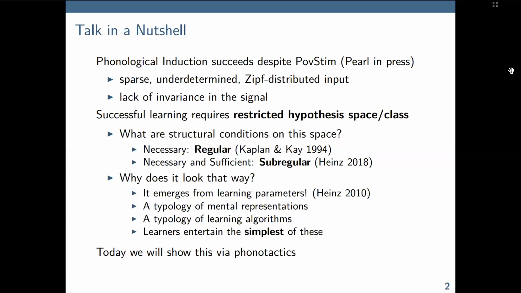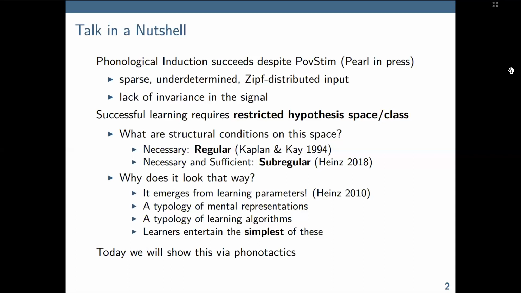The second question we might ask is, why does it look that way? So if we have these structural conditions, where do those structural conditions come from, right? So the answer that Heinz 2010 gave was that they emerge from learning parameters, right? That the hypothesis space of the class is itself determined by learning considerations, and that the typology of natural language phonology is a result of the restrictions put on the style of learning that the learner entertains, okay?